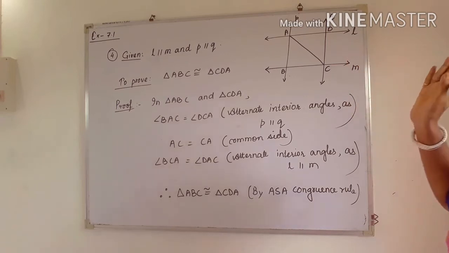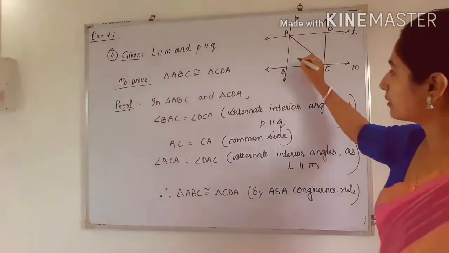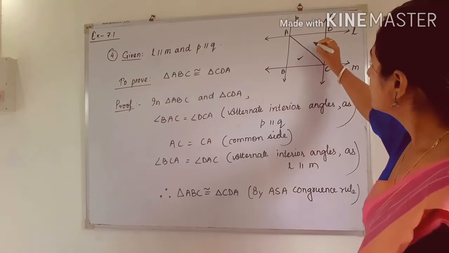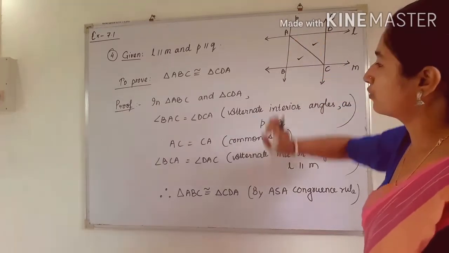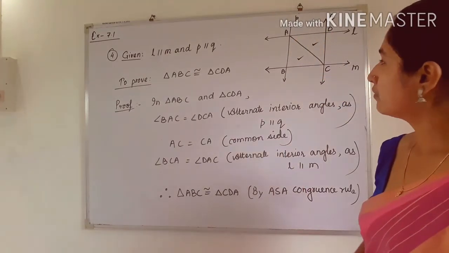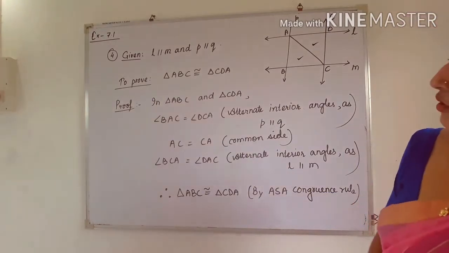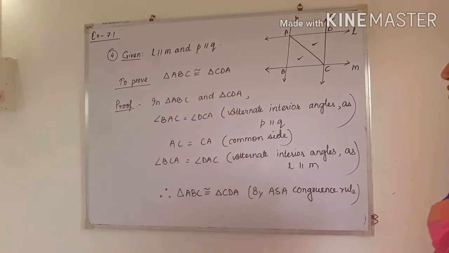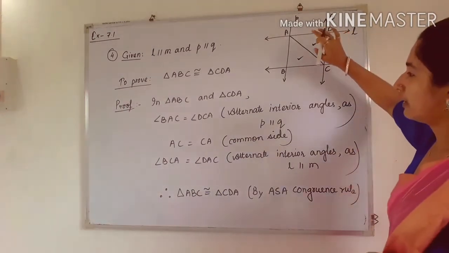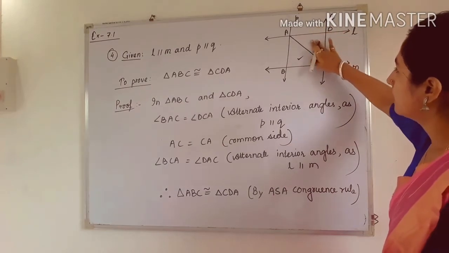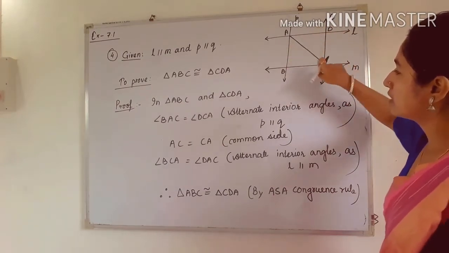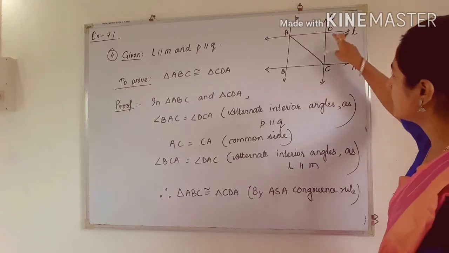So here we have to prove that triangle ABC is congruent to triangle CDA. Okay, this we have to prove. So again, I have taken the two triangles which we have to prove are congruent. Those two triangles we have to take first. So see, triangle ABC and triangle CDA. You have to take them in order: ABC and CDA.